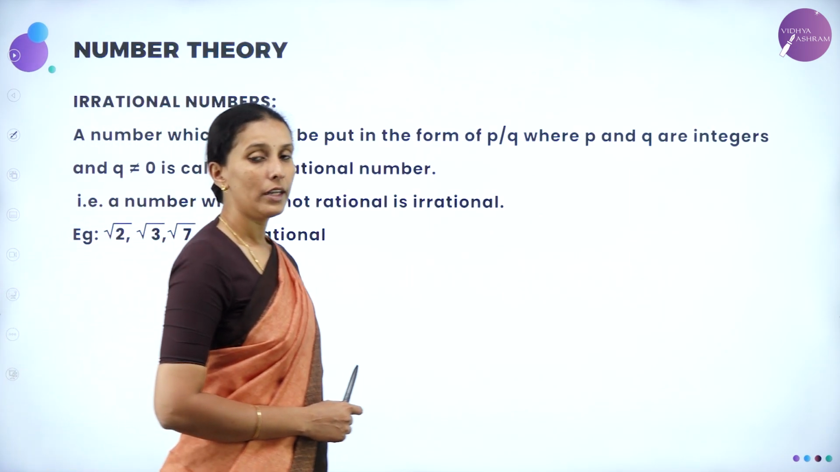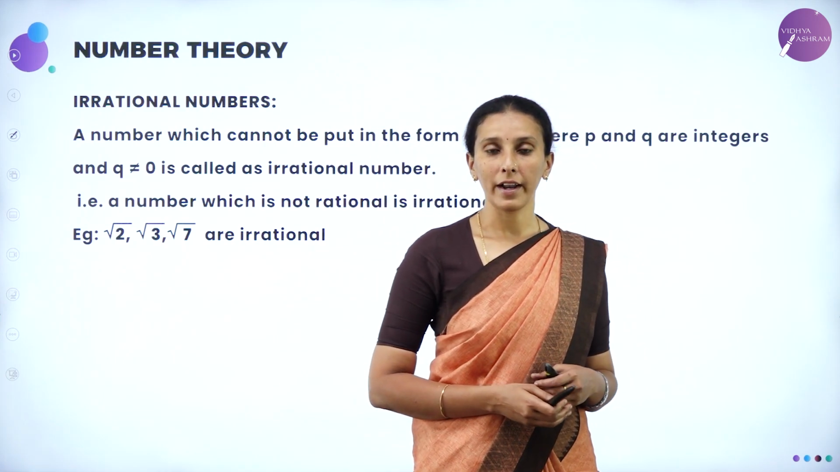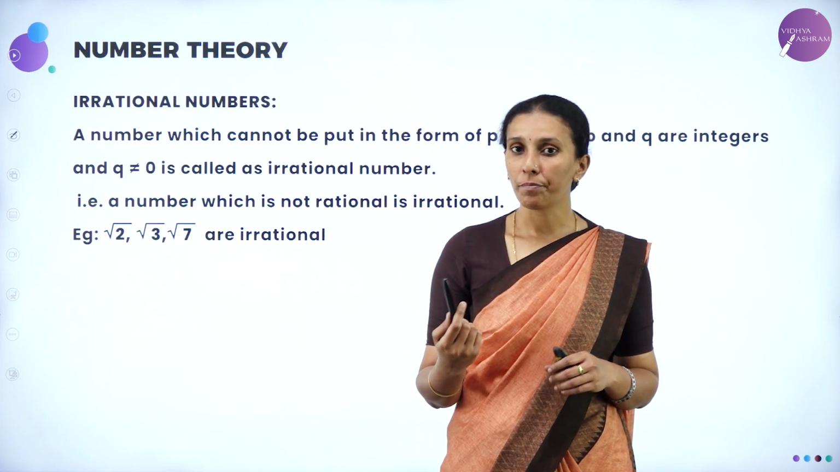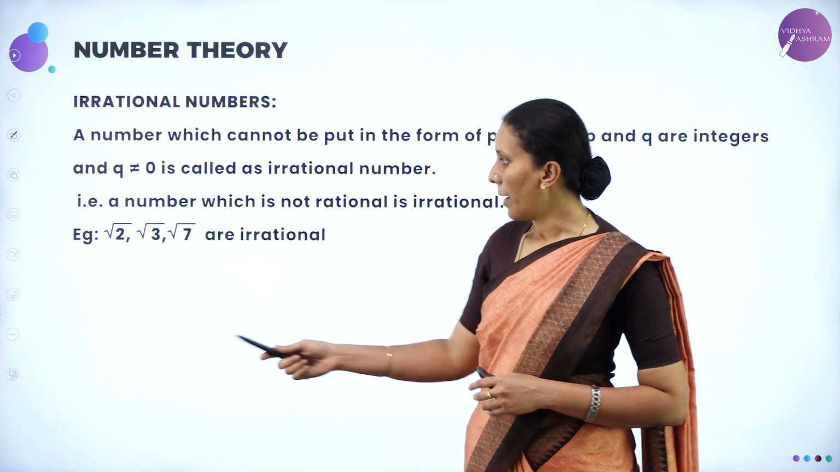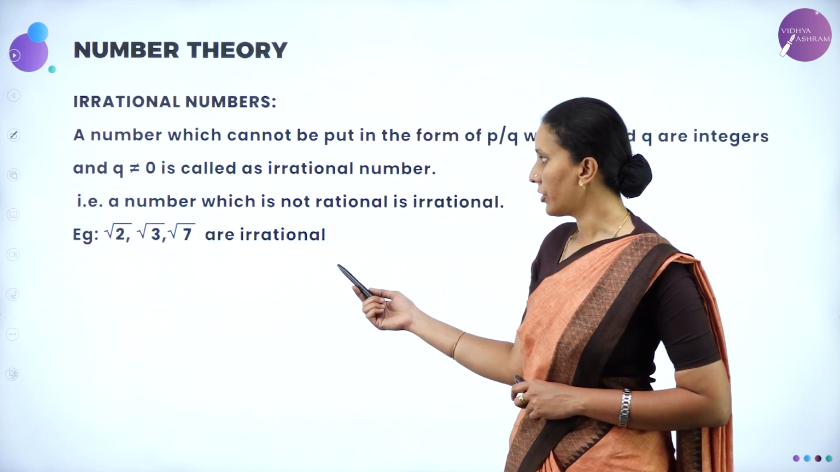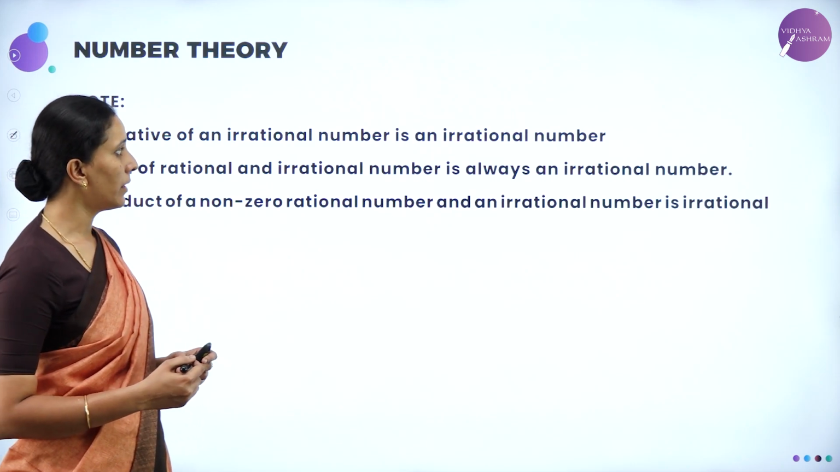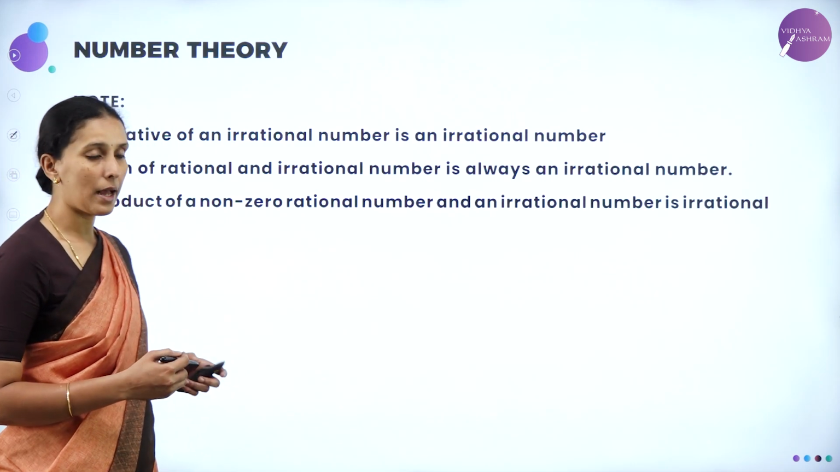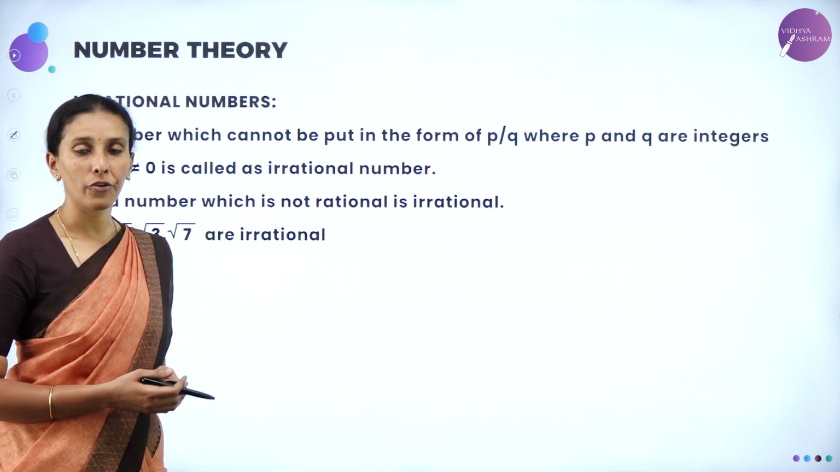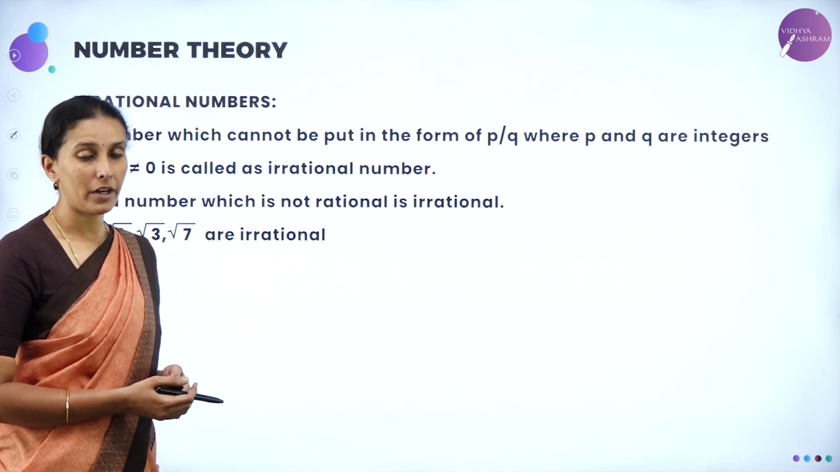Next, we look upon the irrational number. So, the numbers which are not rational are called irrational numbers. So, it cannot be put in the form of p by q. So, for example, root 2, root 3, root 7 are called irrational numbers. Note here, the negative of an irrational number is an irrational number. For example, we have taken an example of root 2. If we take the negative of root 2, that is minus root 2, minus root 3, minus root 7, they are also irrational numbers.